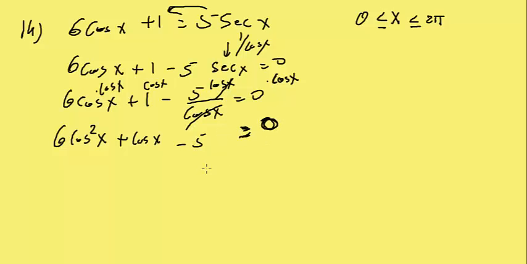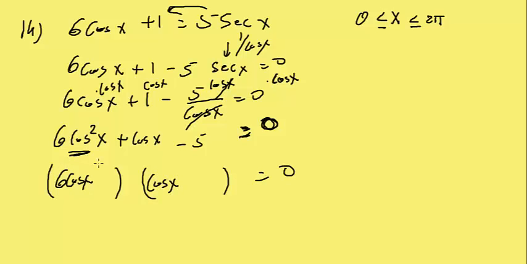Hopefully we can factor. If we can't factor, then we have to use the quadratic formula. So let's try to factor this. I get 6 cosine of x times cosine of x, those are the factors of 6 cosine squared x. Then I need to make a 1 in the middle, but I need 5 out front. So I'm going to make a 5 here and 1 there, a positive here and a minus there. Okay, it looks like that works.